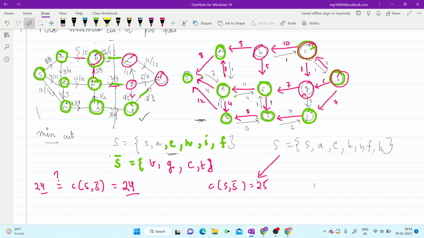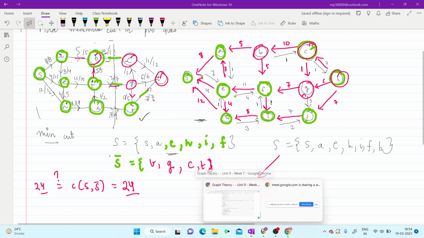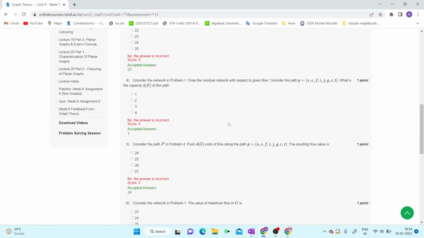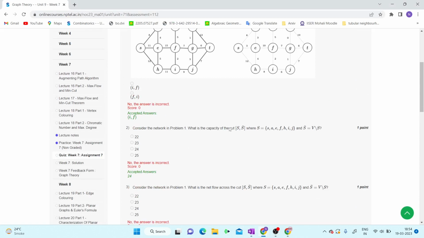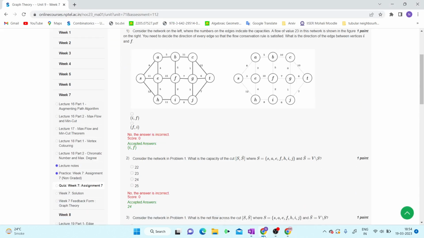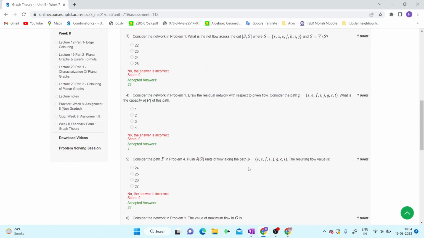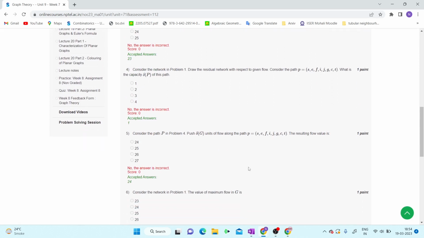Ma'am, one more doubt. In Assignment 7, the fifth problem. Okay, wait, let me share my screen. So the fifth one is this, right? Resulting flow value. Yes, ma'am. So we did this question, right? We were getting 24.